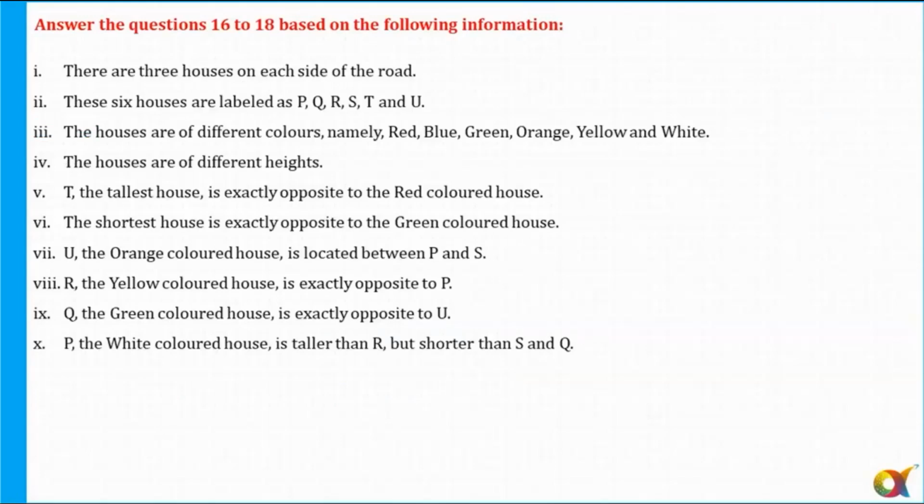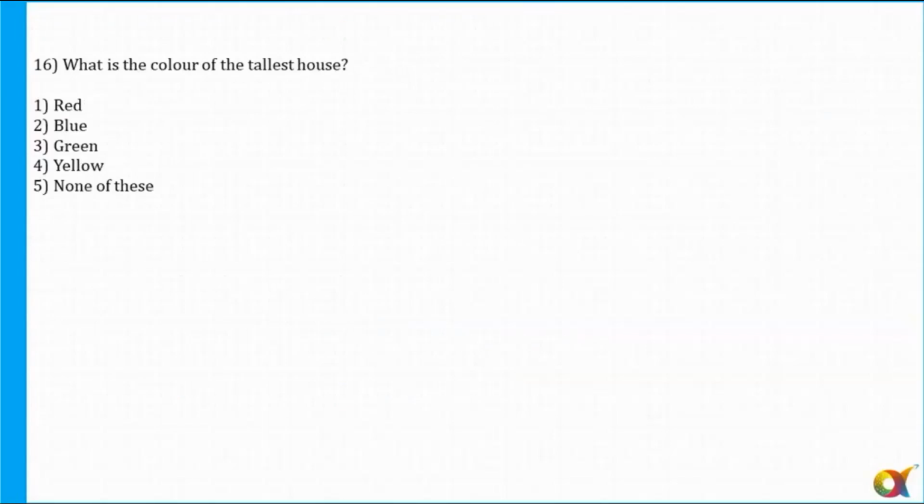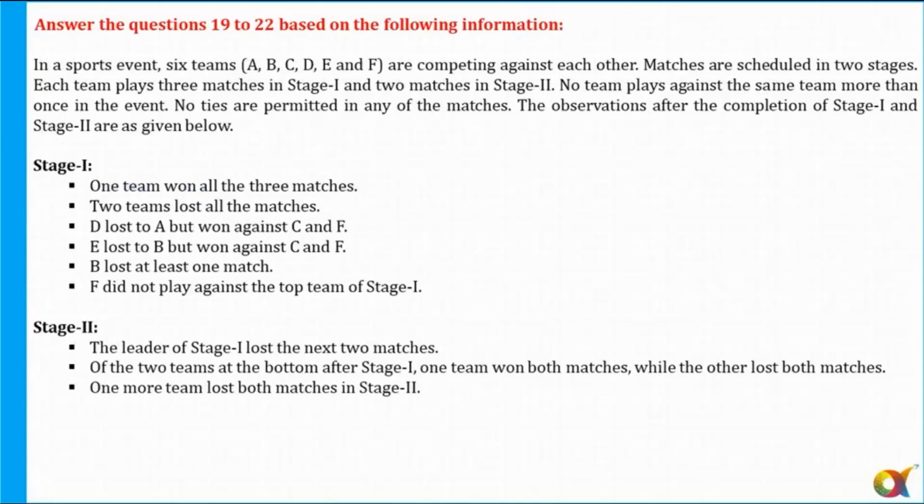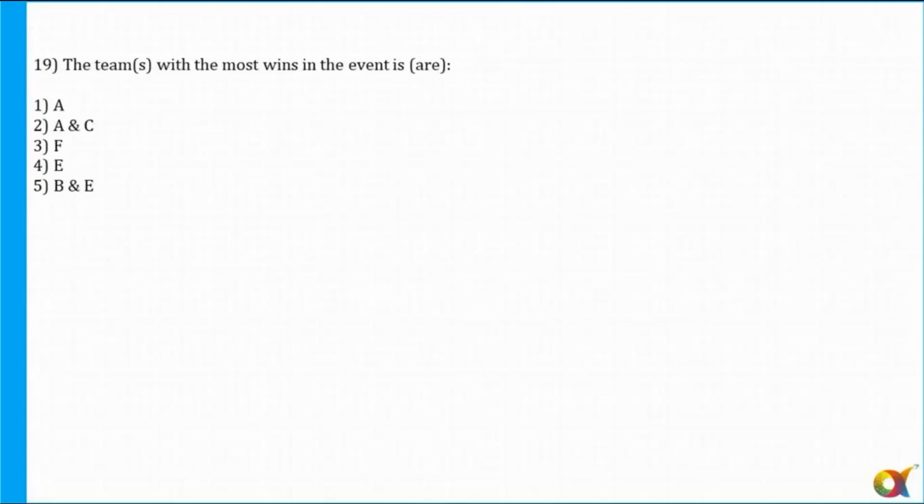Now 16 to 18 are very easy ones, so I'm sure that you all have got 16 to 18 correct. The answer for question number 16 is option 2. For 17, the answer is option number 4. For 18, the correct answer is option number 5. And for 19 to 22, again, this set was doable. Not very straightforward, but definitely doable. For 19, the answer is option 5.